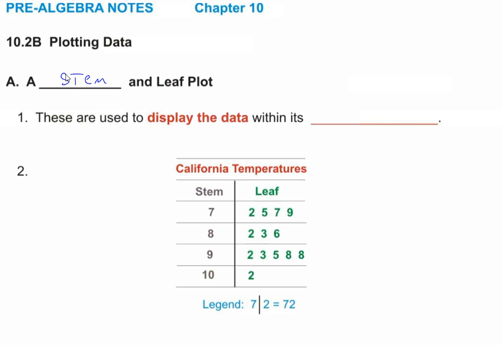Why would you use a stem and leaf plot? Well, these are used to display the data within its intervals. The best way to explain it would be to use people. All right, we've got an election getting ready to happen, right? And there's all kinds of primaries going on right now to figure out who the Republican candidate for president will be, who the Democratic candidate for president will be.